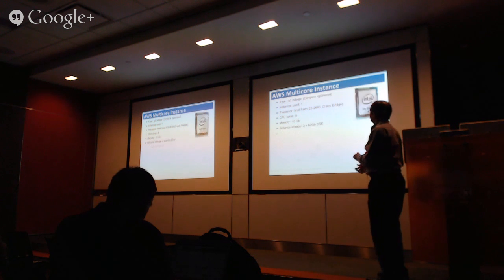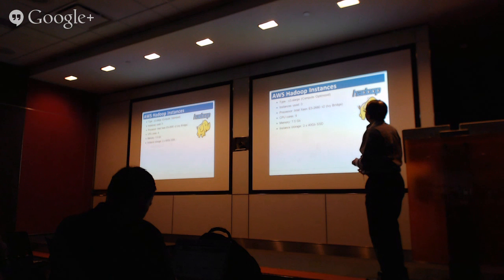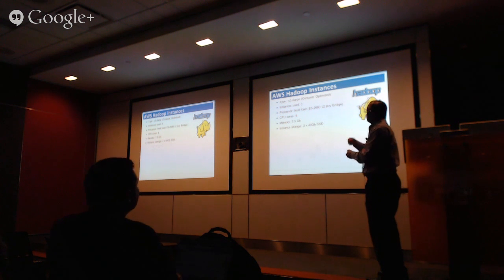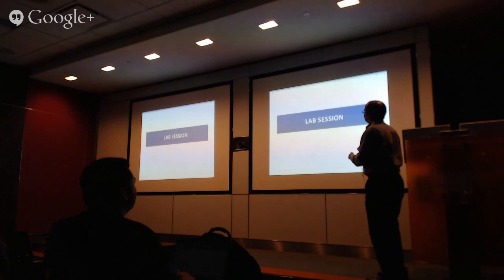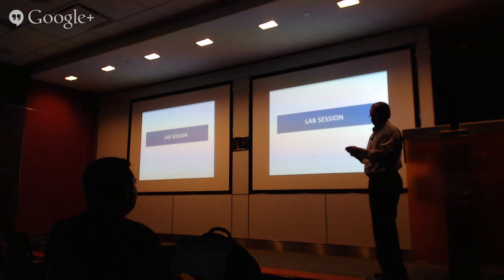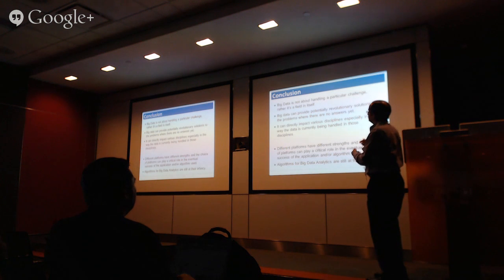Okay. So that is the Hadoop instances, and so the configurations, the number of cores, the memory taken. Remember, adding more memory is going to cost more in the Amazon EC2. And then the Spark instance, and now the lab. Let me just finish this, and then I will see if I can run the code and so on.